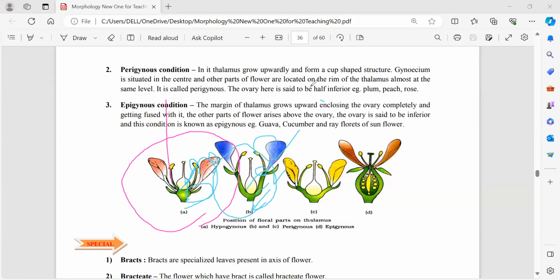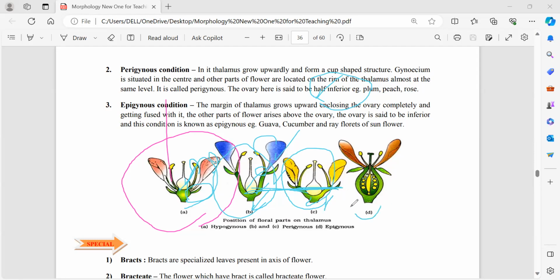You remember half inferior. In literature we have half inferior, and there isn't a half superior. We can say it is half superior, but in taxonomic description we see the term half inferior. Now coming to this condition C as well. This condition and the previous one are almost the same. Here the thalamus has grown a bit to the side, but all parts are at the level of the ovary, and this condition is called perigynous.